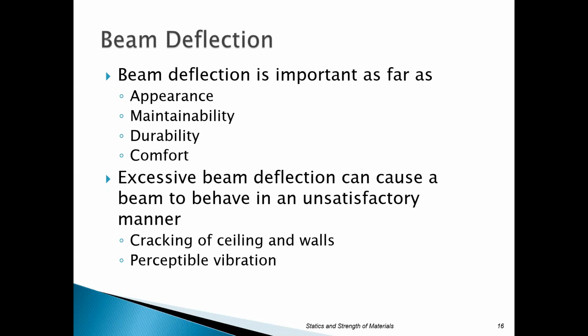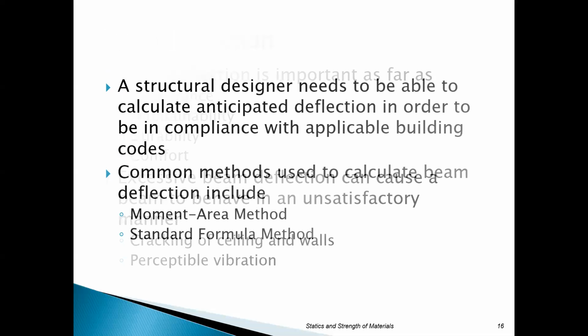So things like cracking can occur, particularly in ceilings and walls. So if you have a roof truss or beam that's supporting things, it could develop cracking in your drywall, those kinds of things. And of course, we have perceptible vibration or that movement. I'm sure you guys have all been on bridges that you can feel move. And that's not real comforting sometimes.